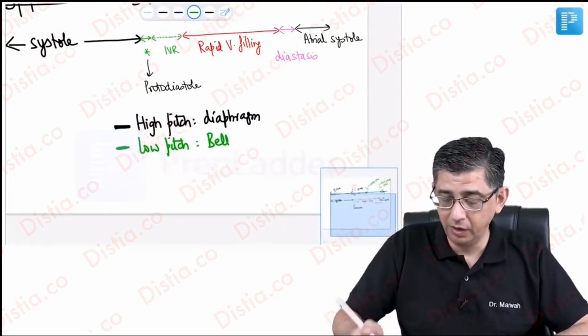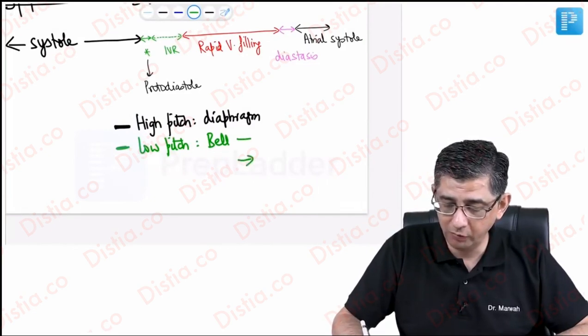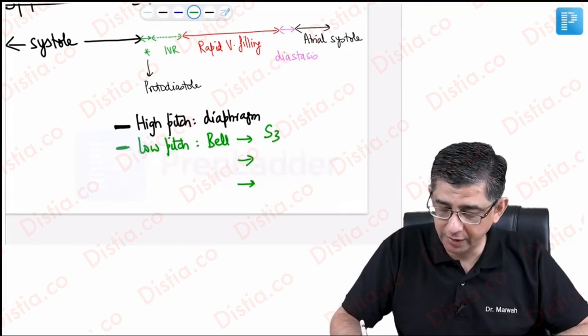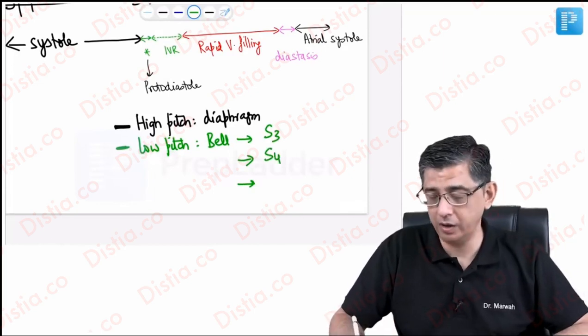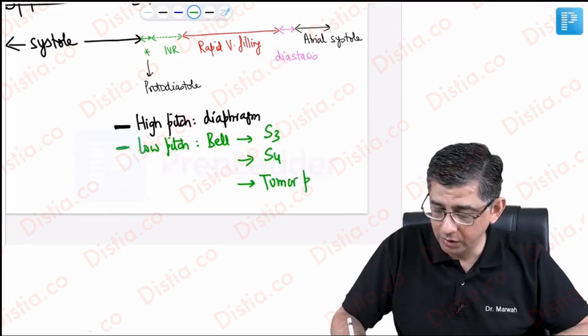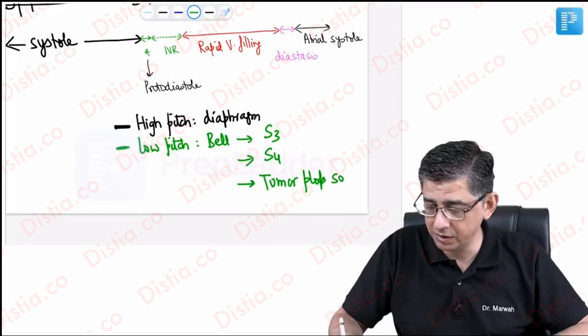In fact, there are three important low pitch heart sounds which are to be remembered. Two have already been told to you and the third one I'll be telling you in the subsequent slide, but you can still make an effort to remember here. Third heart sound, fourth heart sound and tumor plop sound. What is a tumor plop sound? Well, obviously it's telling you there's a cardiac tumor that we're going to discuss here.